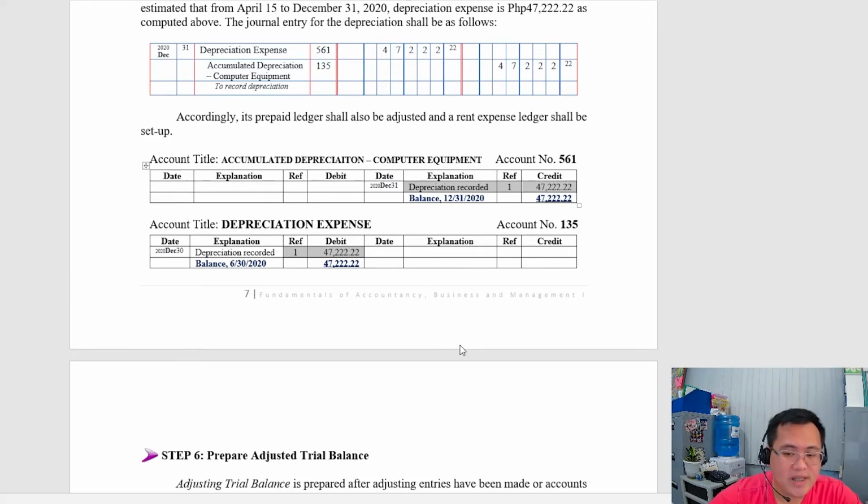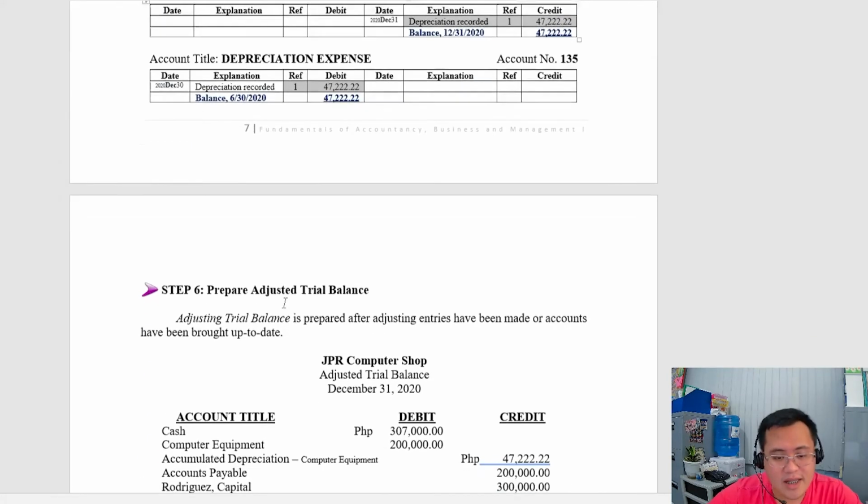So I hope it's clear. There are still a lot of examples for adjusting entries, but for the purpose of our discussion now, I only have discussed prepayments and depreciation, how to record depreciation and prepayments, because these usually are the usual examples of when to adjust our entries. Okay, so let's now proceed to step 6.